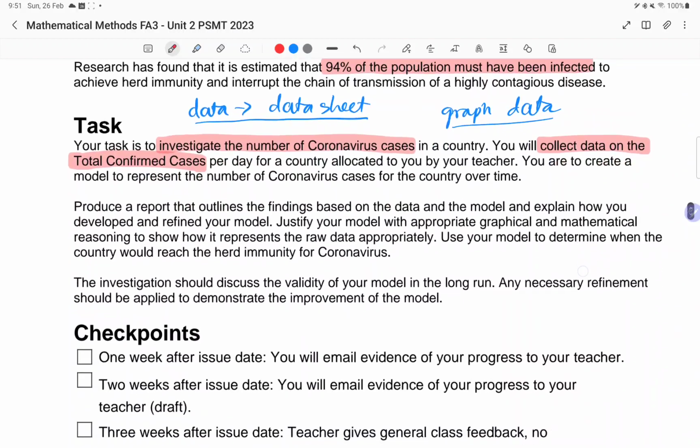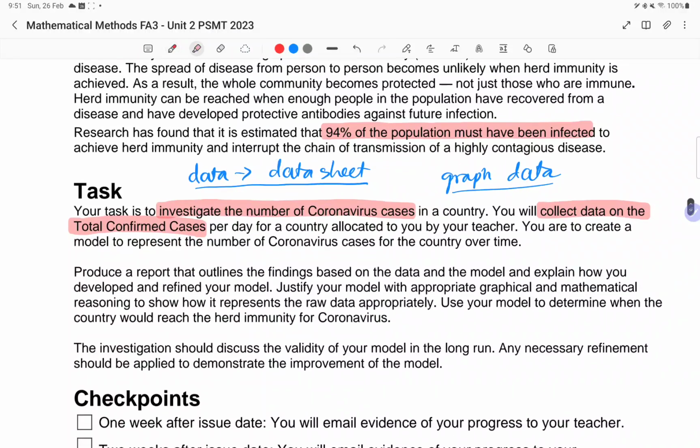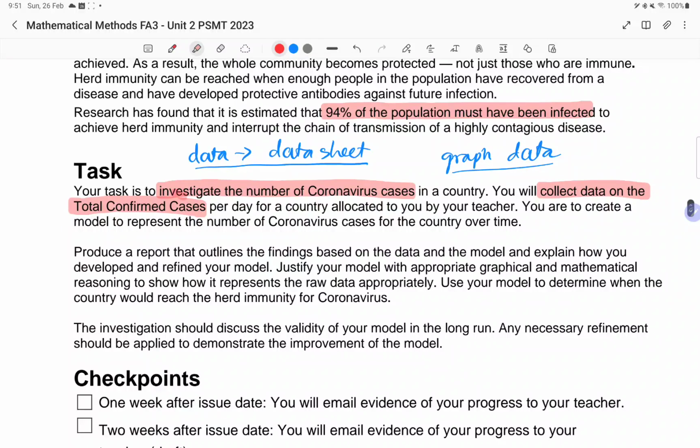Now, moving on, collect data from the total. So the task is, I'm going to help you guys out a bit there, highlight the keyword. Investigate the number of coronavirus cases. So collect data on the total confirmed cases per day for the country, whatever country you're given. And then create a model to represent the number of coronavirus cases for the country over time. So that's the model you guys are creating.